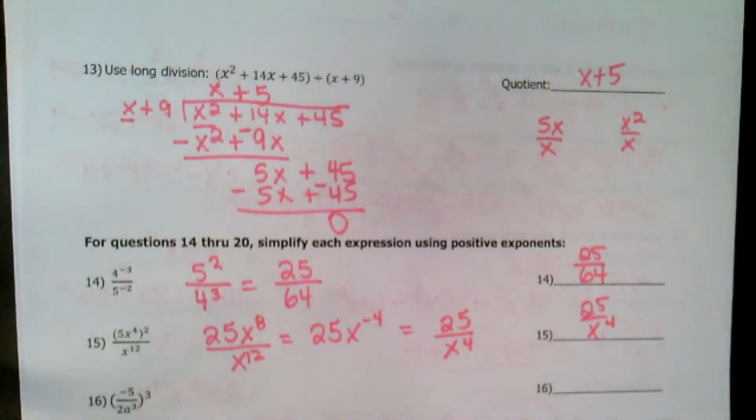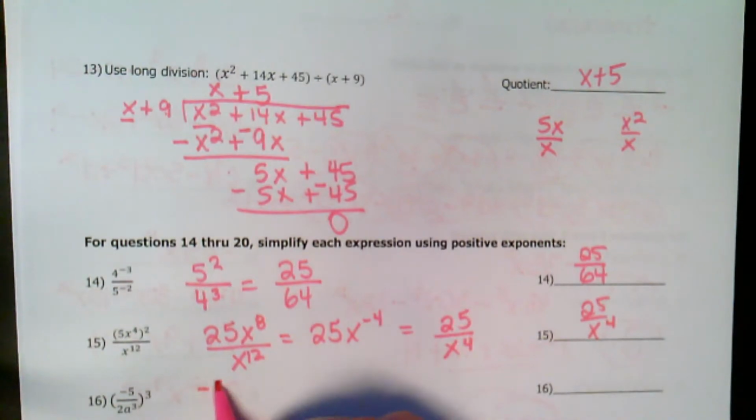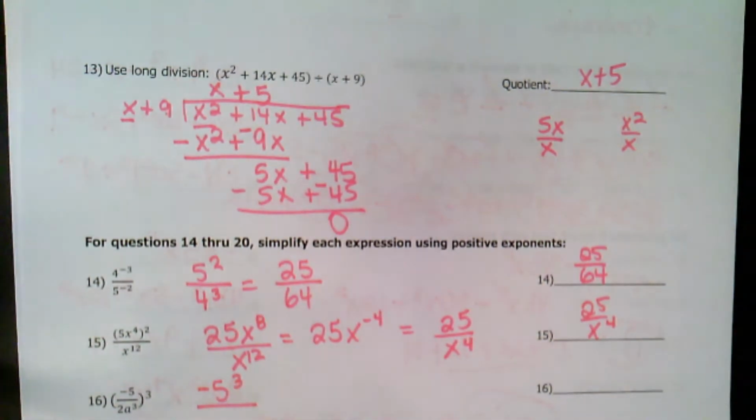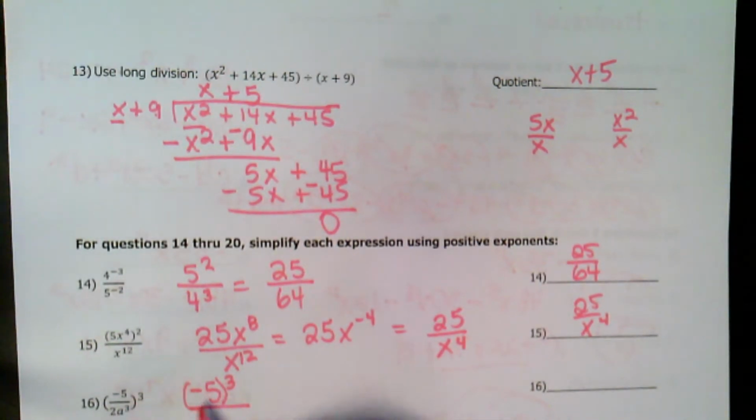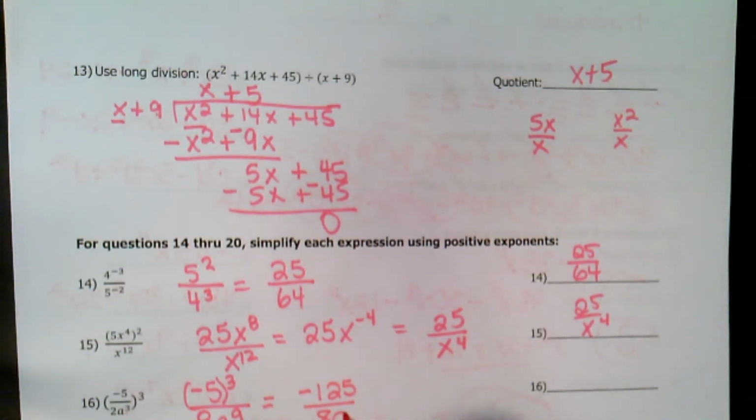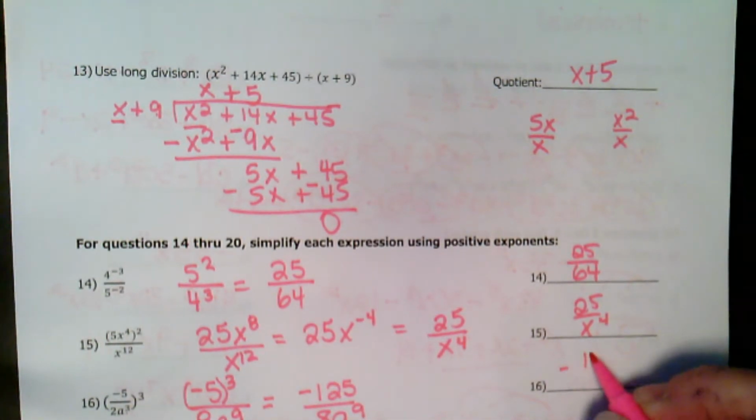Alright, number 16, everything is being cubed, so let me just start by writing that first. So we have 2 to the third power, which is 8. 8 to the third power cubed, so that's multiplied. And then this is negative 125 over 8a^9. This stays here. The only time it goes on the bottom is if the exponent is negative. In this case, it is not.